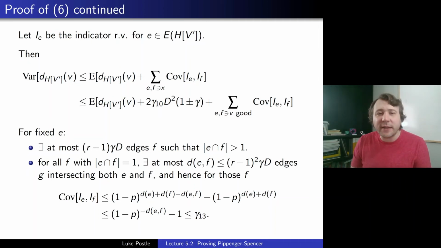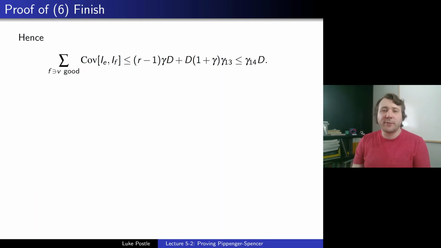We threw those out, but we take it all together, and we can now do the finish, where the sum of the covariances will have r minus 1 gamma d for those edges. For a fixed E, again, we're fixing E here, we'll have the edges which overlap F too much. There's not too many of those. And then for all the rest, we actually have quite small covariance, something like gamma 13, and there's at most d(1 plus gamma) edges to look at. So then we'll be done. We'll be quite small, in something like gamma 14 times d.